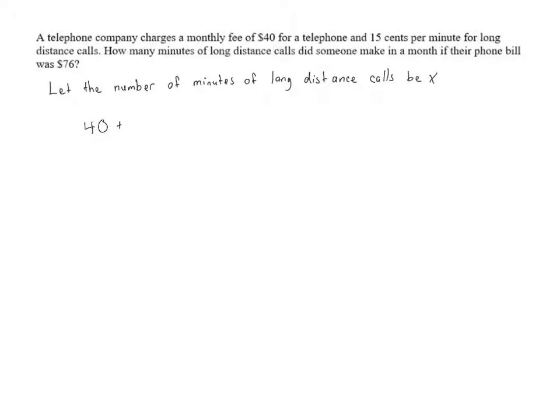So we're going to start with 40 and then plus. Now we need to see how much they charge for long-distance calls. Now it's 15 cents per minute, and we represent that as 0.15 because everything else is in dollars. So that's 15 cents per minute. But because it's a rate, we have to multiply that by the number of minutes of long-distance calls that were made. And we said that that number was going to be X. So we're going to have 40 plus 0.15X. And we know that that equals the total bill, which was $76.